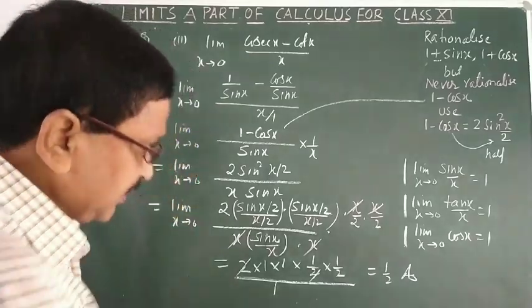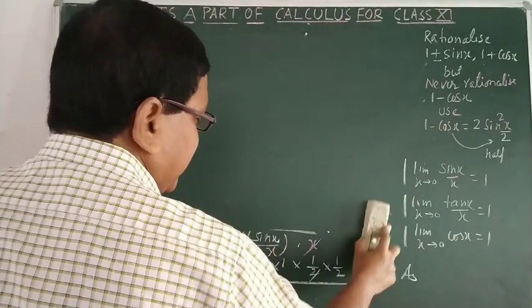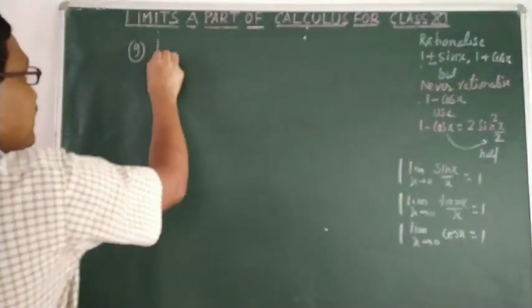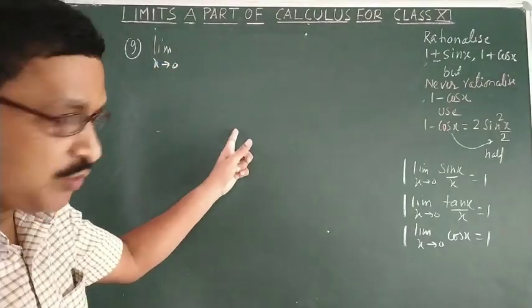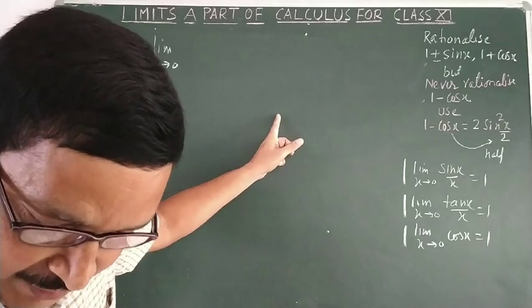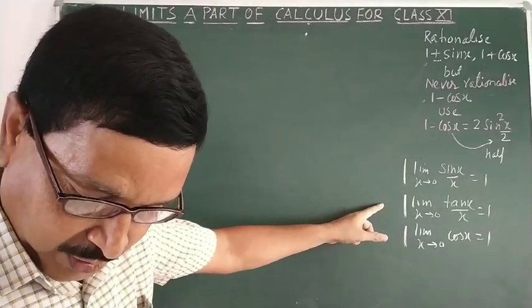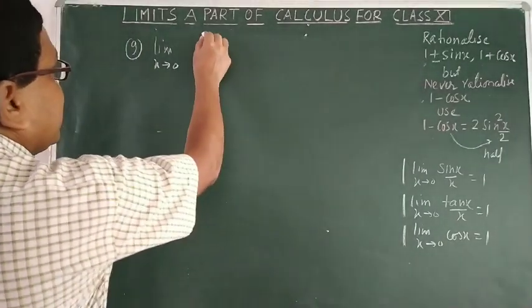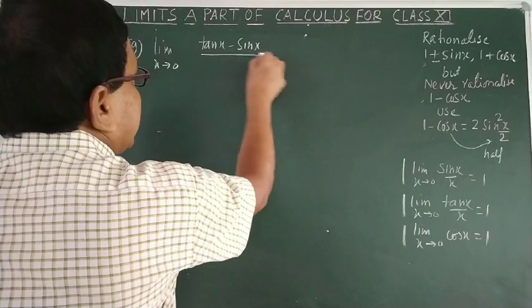Now move towards another problem, number 9 problem. So let us see number 9 problem. 9th number, limit x tends to 0. Again, if x is tending to 0, the formula will start working. All the formulas available are for x tending to 0. So tan x minus sin x, by sin cube x.